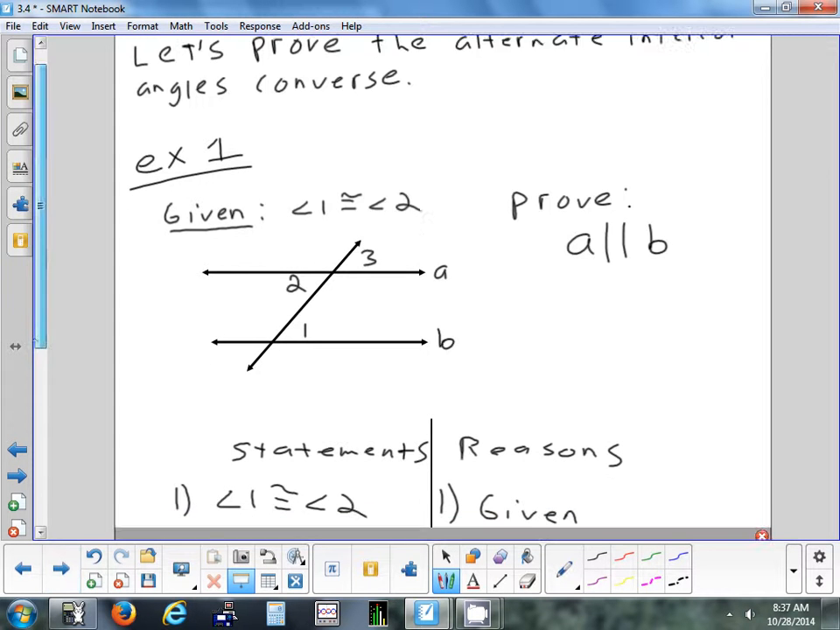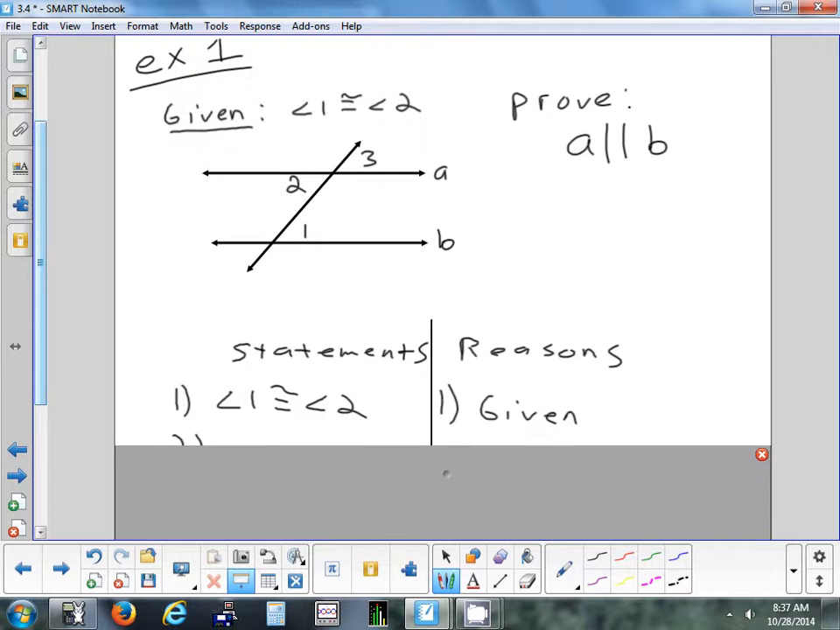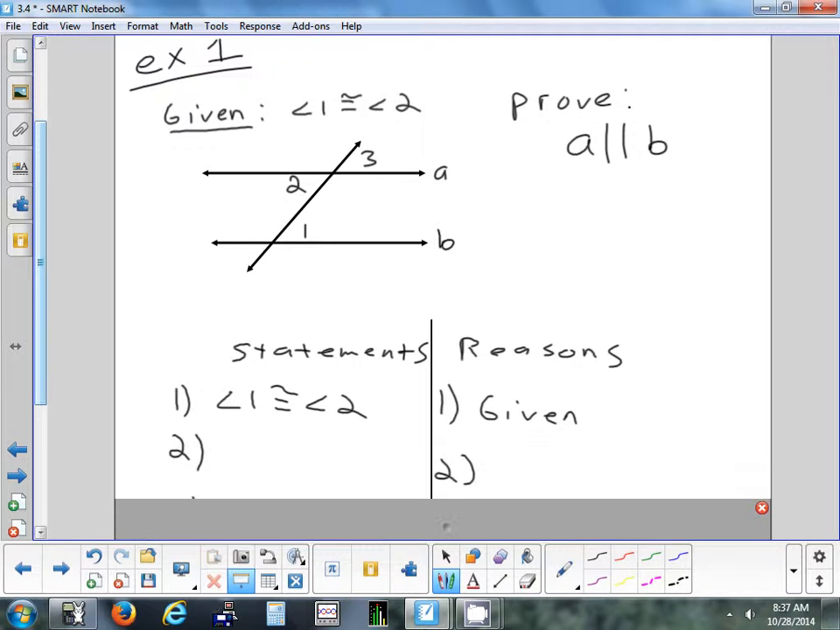Okay, first thing I've written down is the given: angle 1 is congruent to angle 2, and the reason is given. All right, what else can we say? This is a statement we've said quite a few times. How about Rose? So we know 1 and 2 are congruent. Is there anything else that we could say is congruent there?